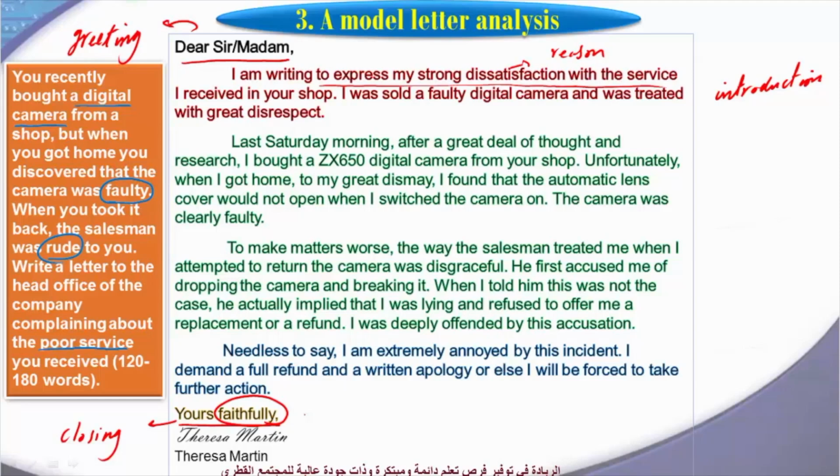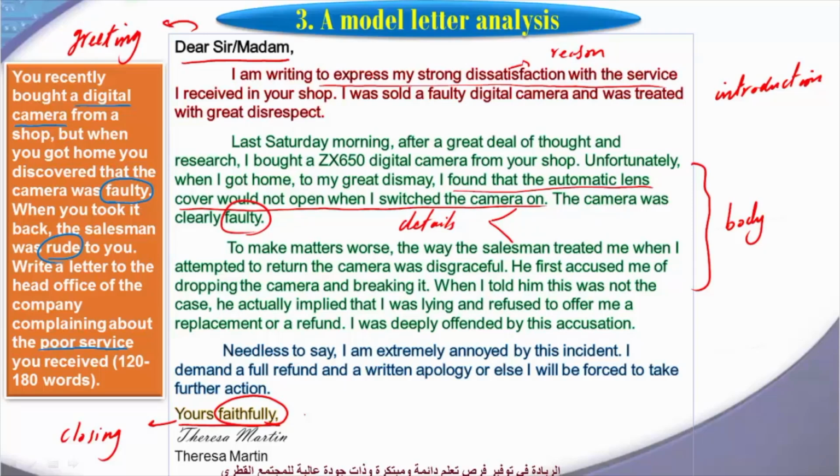Next, you can see 2 paragraphs in green in which we mention the details of the complaint. The writer says, "Last Saturday morning, after a great deal of thought and research, I bought a ZX650 digital camera from your shop. Unfortunately, when I got home, to my great dismay, I found that the automatic lens cover would not open when I switched the camera on. The camera was clearly faulty." This is the first problem.